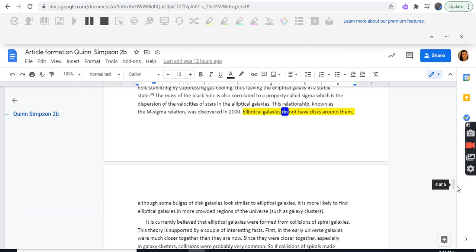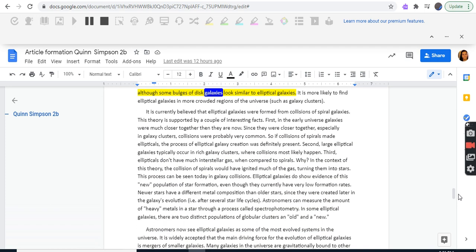Elliptical galaxies do not have disks around them. Although some bulges of disk galaxies look similar to elliptical galaxies, it is more likely to find elliptical galaxies in more crowded regions of the universe, such as galaxy clusters. It is currently believed that elliptical galaxies were formed from collisions of spiral galaxies.